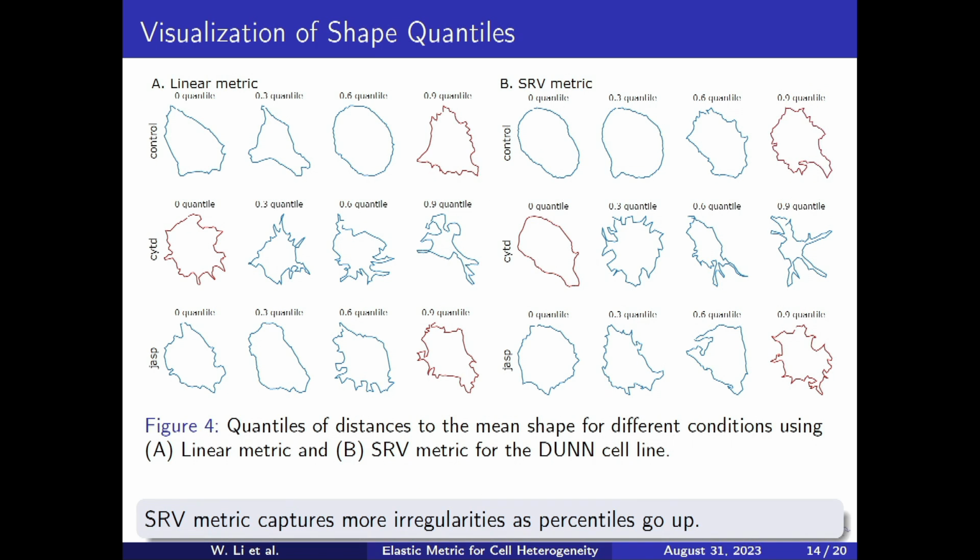We first studied the result by visualizing the distances to the mean shape for different conditions using the linear metric and the SRV metric. As highlighted by the red curves, we observe that the SRV metric detects more irregular cells for the 90th percentile, while the linear metric detects less regular cells for the 0th percentile. So this indicates that the SRV metric captures more irregularities as percentiles go up.